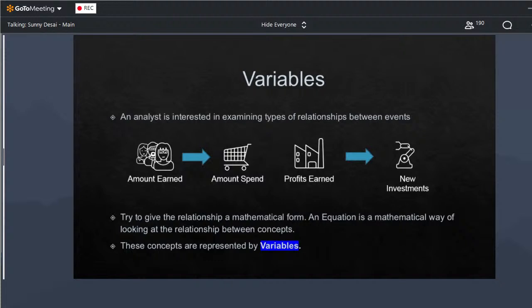Now, why are we talking about variables? That's because we talk about defining a problem statement. To define a problem statement, it is so important that you understand the concept of variable, what variables are, what the different types of variable are, and why variables are necessary. Okay, so let's start with variables.